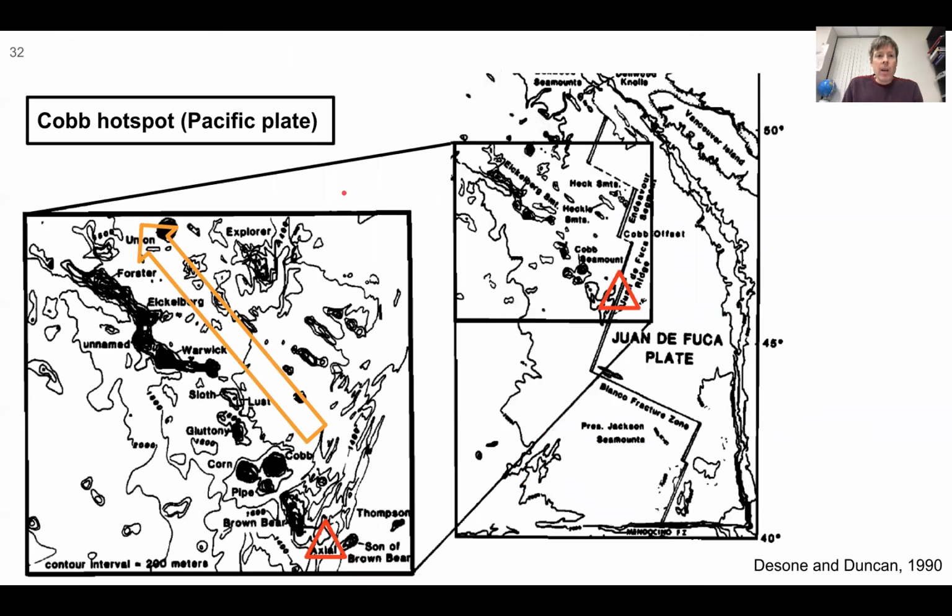We zoom in on the Cobb hotspot. Further to the south, here's the Juan de Fuca plate. This shows some of the sense of humor of these geophysicists. The seamounts seem to be named Corn Cob Pipe. We also see this word Axial, and so this is the youngest one that's on the ridge now. But so the Cobb hotspot, Cobb isn't the youngest one, but it's named for this prominent one.